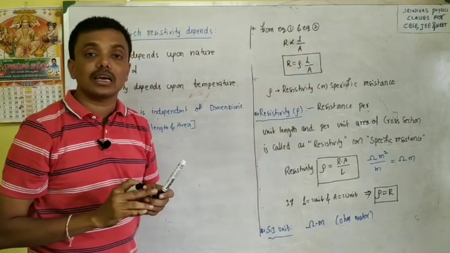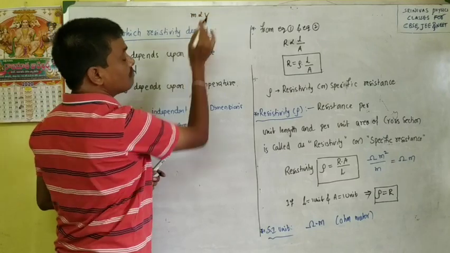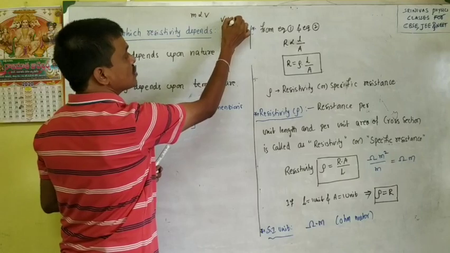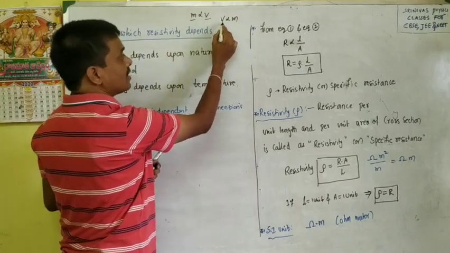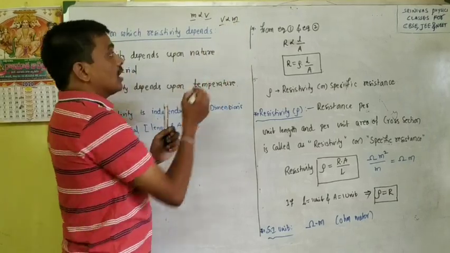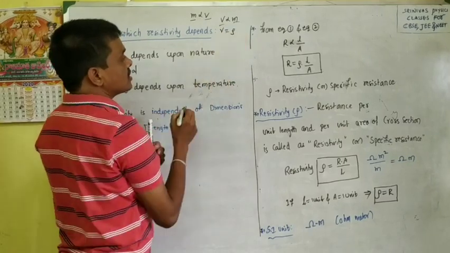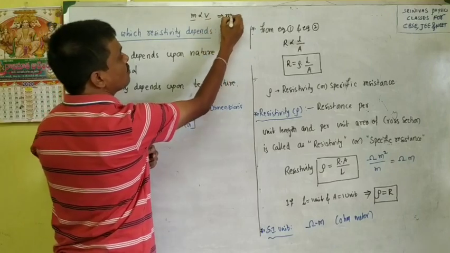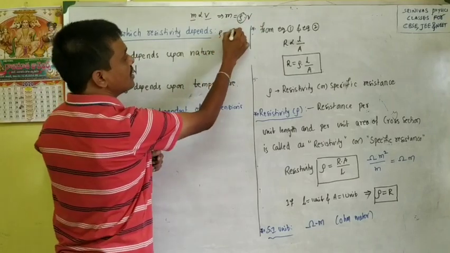Resistivity is just like density. For example, mass is proportional to volume. When the volume increases, mass increases. When mass increases, volume increases, right? And when the proportionality is removed, we will get a constant term. This is the density. Density is equal to mass by volume.